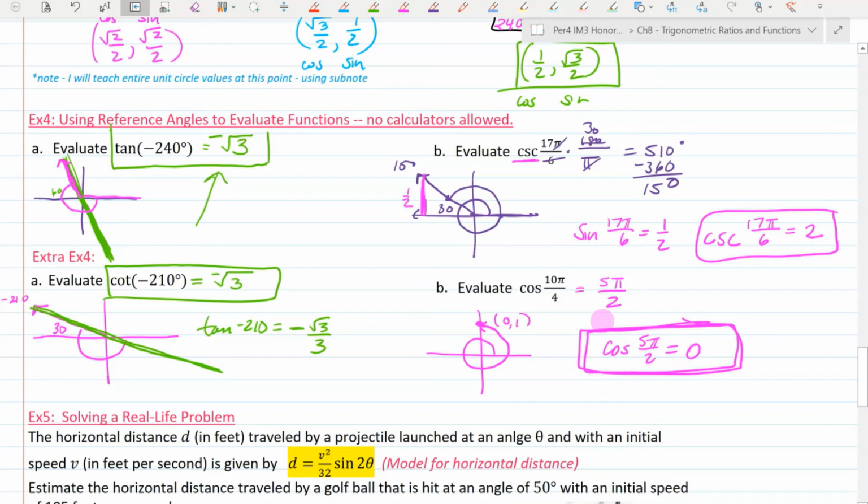Okay, and this is from the unit circle. You can change that into 180 divided by pi. So that goes in 90, so that's 450 degrees, which is right there.